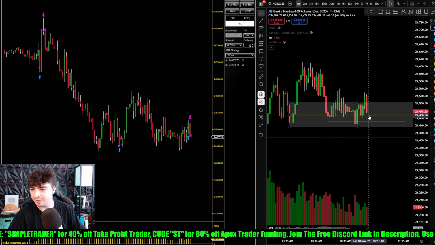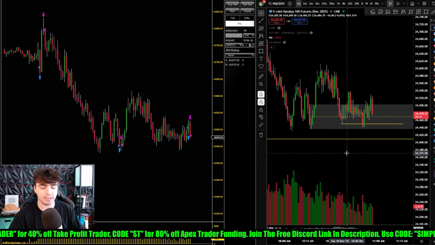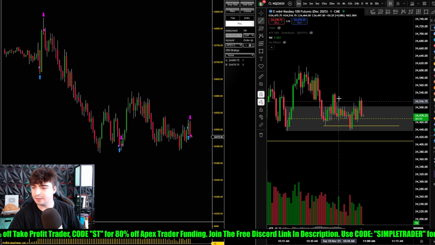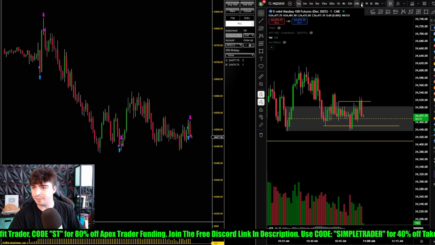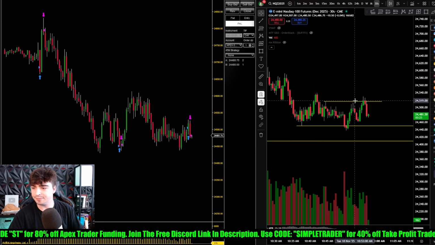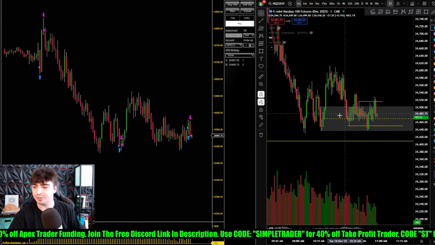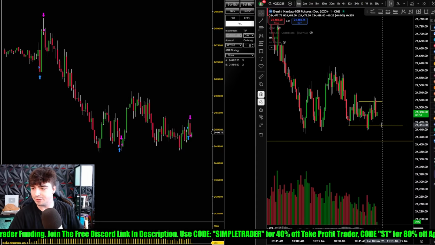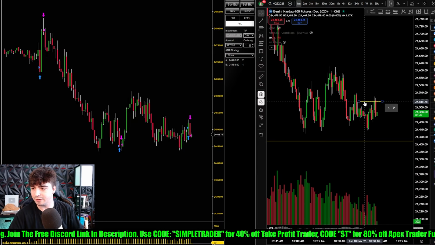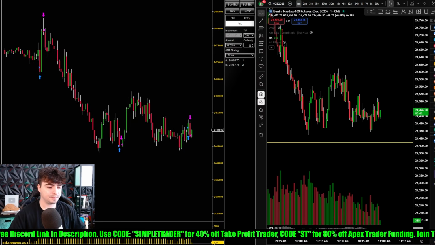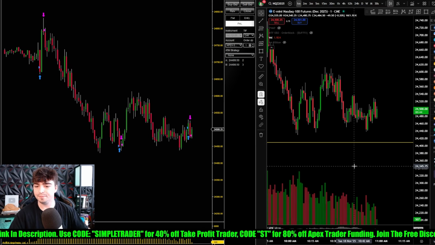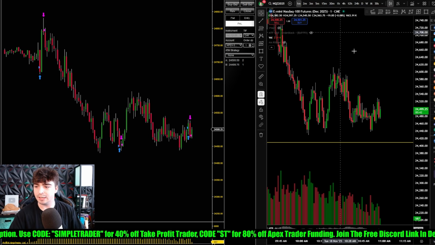Very typical manipulation there that I just didn't quite spot. Took out these highs, demand or supply zone right here. That was actually beautiful. Should have been a short. I need to get rid of this zone here. It's making me think differently. A lot of chop here.